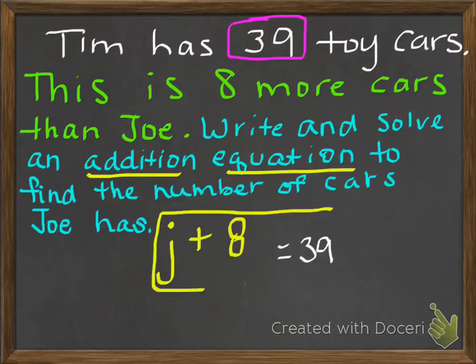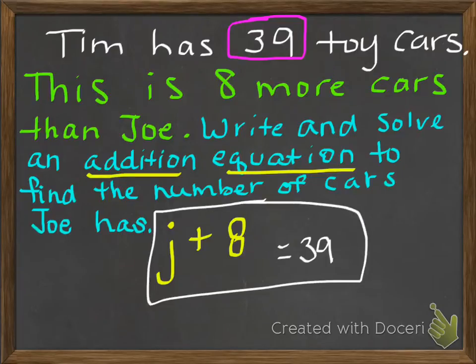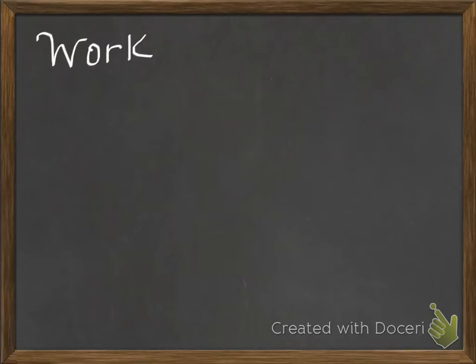So this would actually be the first part of your answer, or your equation rather. I'm going to put a box around that because there will be again 2 lines for this. So J plus 8 equals 39. So now I'm going to go to the next slide so that we can write J plus 8 equals 39.